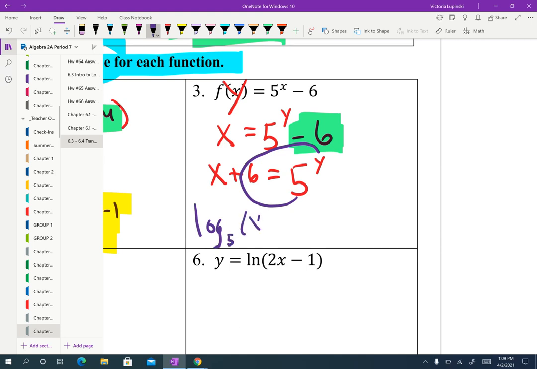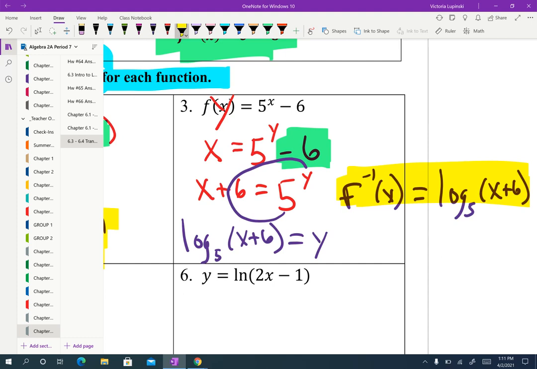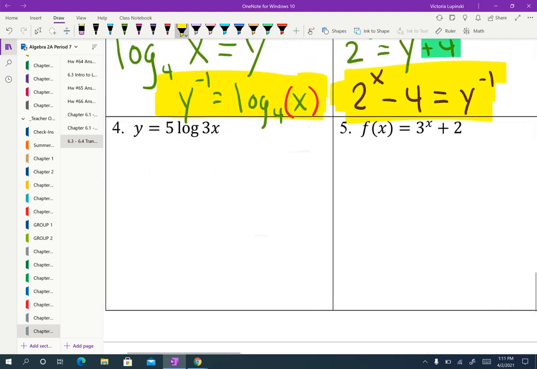If you're looping a quantity together, you're going to go ahead and put it in parentheses, and that's going to be equal to y. And your final answer, because it did start as an f of x, you can go ahead and call it f inverse, and that would be equal to log base 5, small 5, and then in parentheses, a full size x plus 6. Again, opposite. So the opposite of a plus 6 on the inside is a minus 6 on the outside, and the opposite of an exponential is always a log. Couple more here just to make sure we've got it.